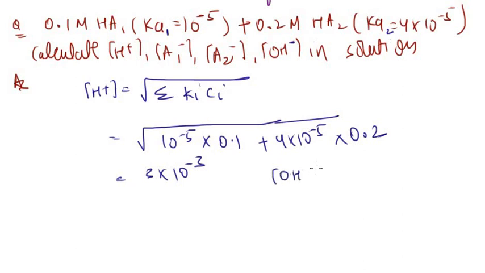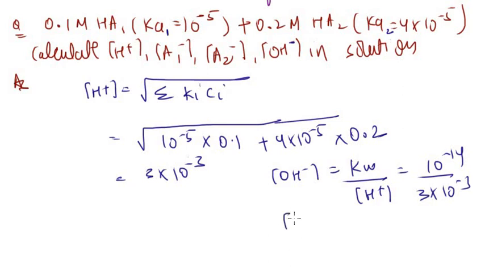So the concentration of H plus is 3 into 10 to the power minus 3. Now concentration of OH negative will be Kw divided by H plus, and Kw is 10 to the power minus 14 divided by H plus, which is 3 into 10 to the power minus 3. So concentration of OH minus comes out to be 10 to the power minus 11 over 3.